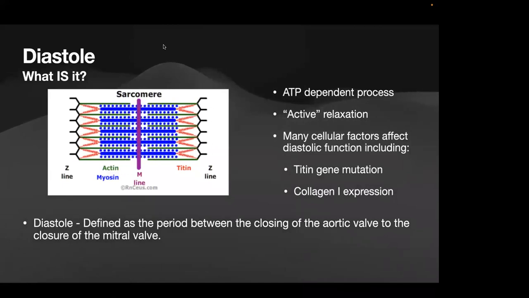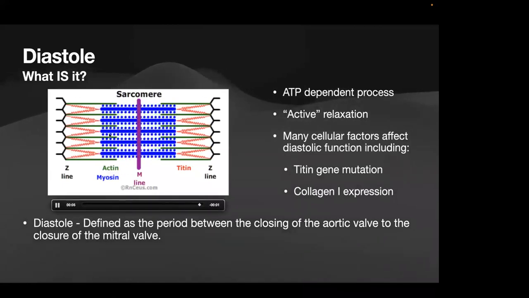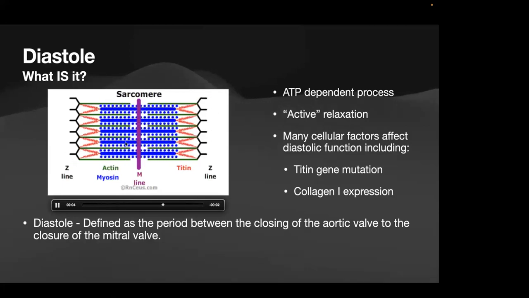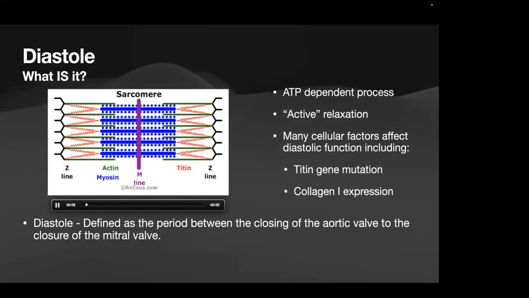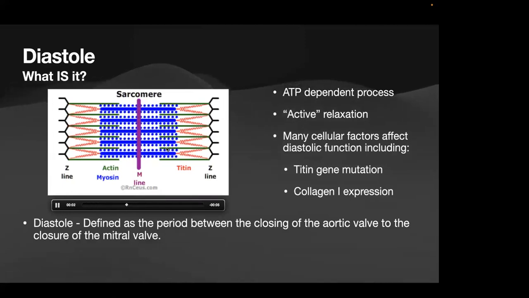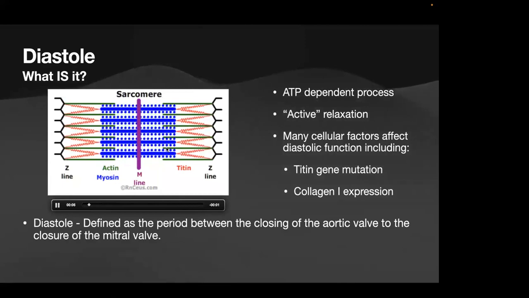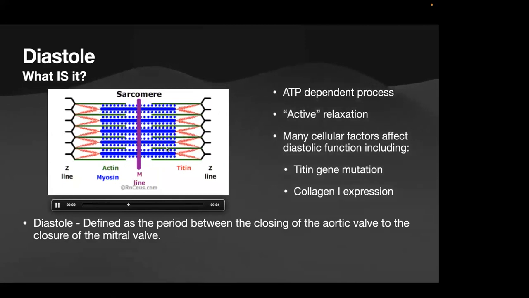In this particular image, you'll see that there's the actin-myosin area here in blue, where in systole, as this whole sarcomere shortens, you can see it's a sequential opening and closing of those myosin and actin heads that are both trying to shorten the sarcomere length.